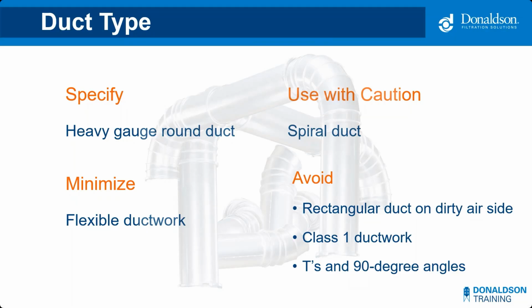Most dust collection applications will use class 2, 3, and 4, as Chris stated, which are designed to SMACNA standards, which is the Sheet Metal and Air Conditioning Contractors National Association. Now, spiral duct can leak if the system is not sealed properly, so be careful, specifically with spiral, when moisture is present. And be aware that flexible duct requires significantly more energy than traditional hard ducting, so we recommend minimizing it as much as possible. Lastly, you want to avoid T's and 90-degree angles in your ductwork.